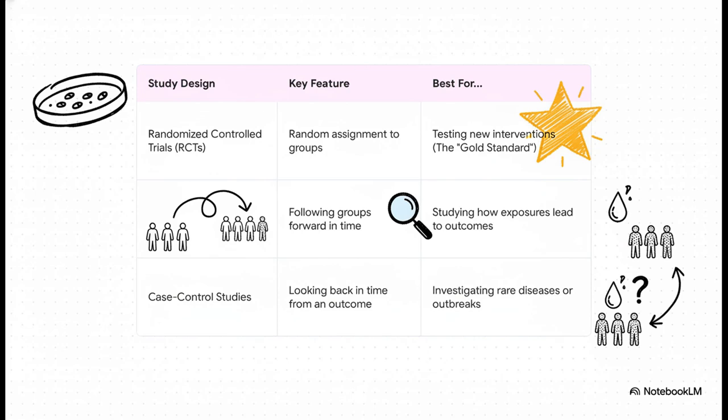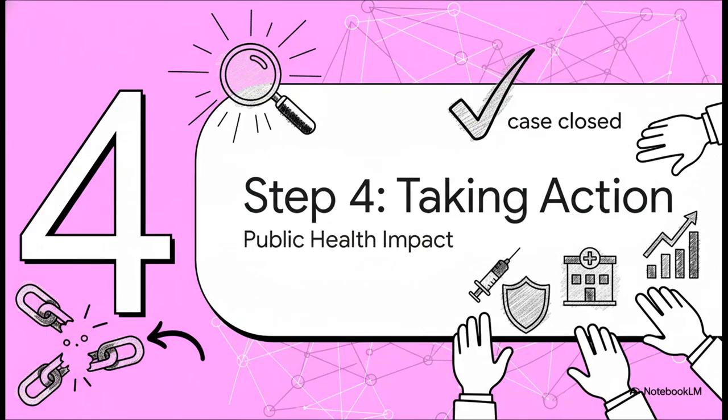You've got randomized control trials, or RCTs, which are the gold standard for testing if a new drug or vaccine works. Then you have cohort studies, where you follow groups of people over time, and case control studies, which are amazing for outbreaks because you start with the people who are sick and work backward to find the source. So, you've identified the culprit. You've proven the link. Case closed?